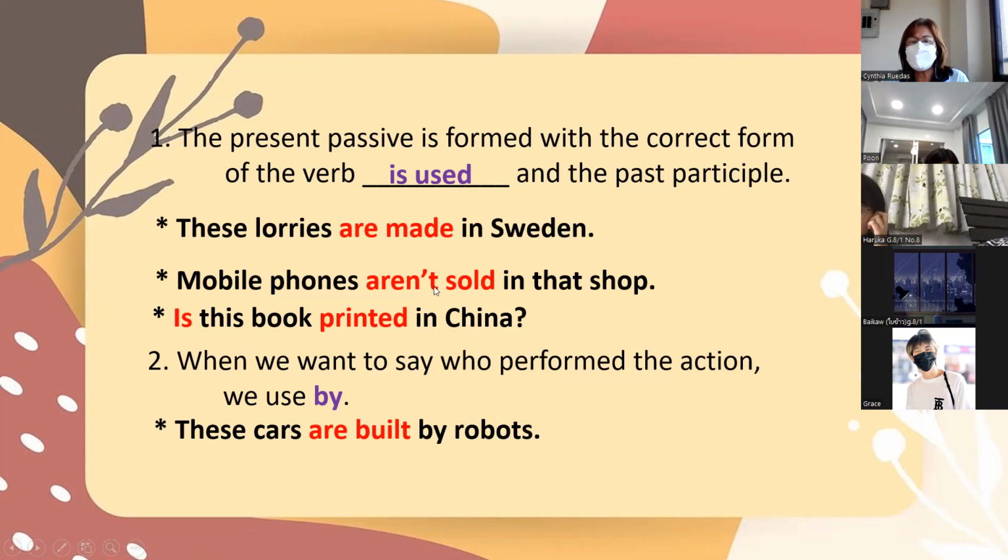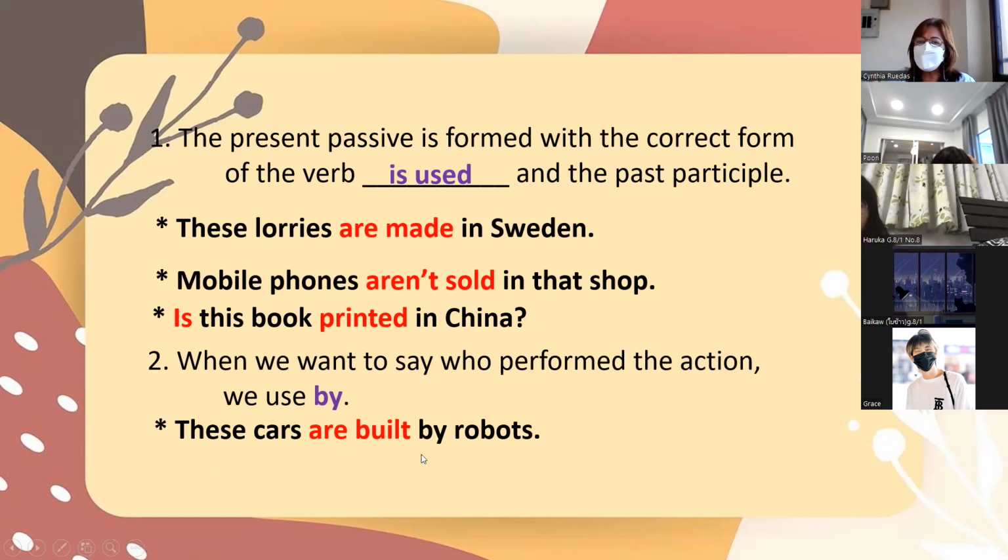So students, we have here the verb to be present, and then the verb here is past participle. This is very easy, but you have to remember the structure of passive voice. So when we want to say who performed the action, we use by. Okay, so we have here the sentence, these cars are built by robots.